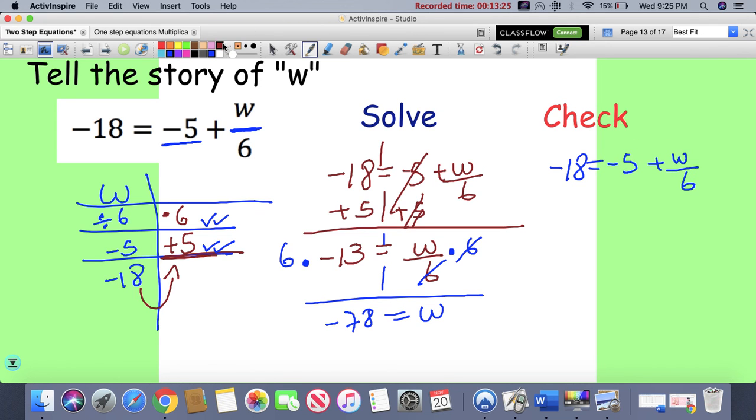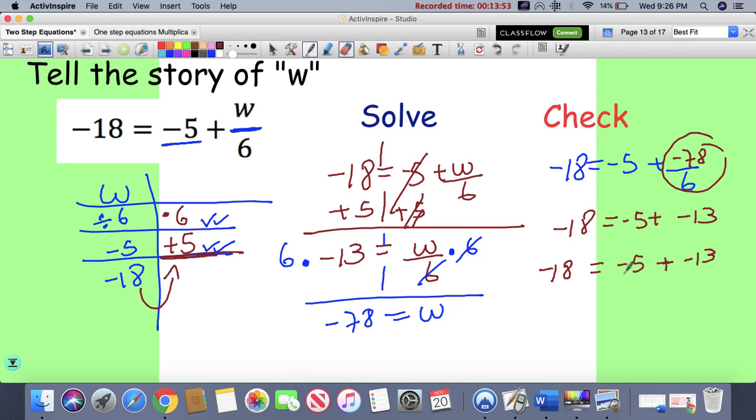So instead of that w there, I'm just going to replace. I'm going to erase. So watch what I do. I erase the w, and I'm going to put -78 on top. Now I got -18 equals -5 plus, let's do this division over here. And that division there is -13. Right? So then I got -18 equals -5 plus -13. We're adding two negatives. They're friends, right? So -5 plus -13 is -18. And that's how you do that. And that's it for this part.